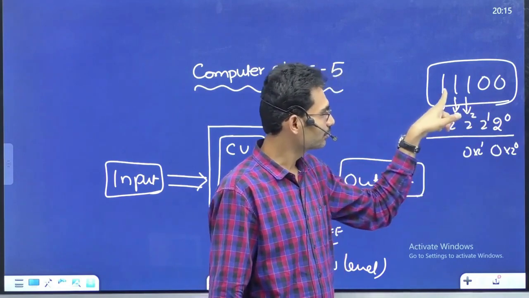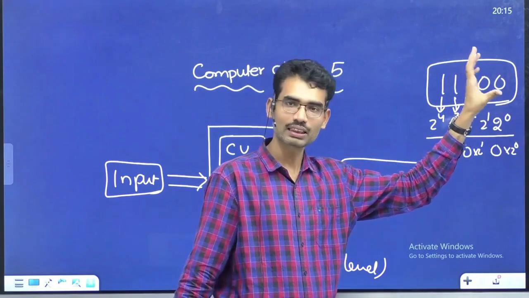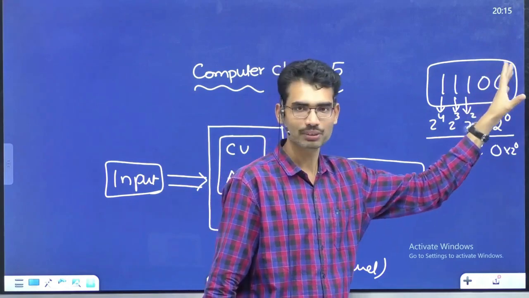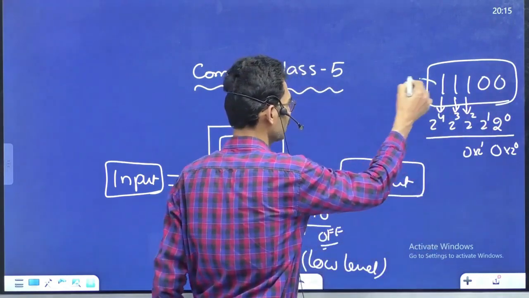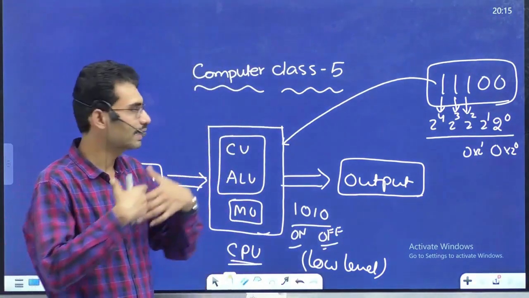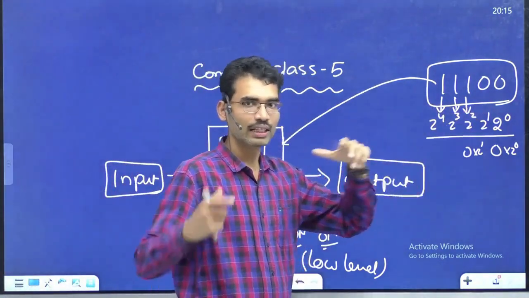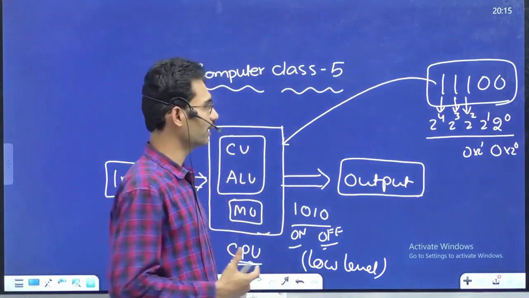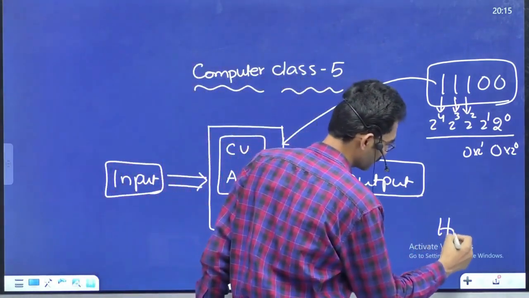But in the decimal system, this is a 5-digit number, and that meaning is different. In the binary system, the meaning is different. The computer has one kind of interpretation, but humans have a different kind of interpretation. The languages used by human beings we call, for easy purpose, high level.